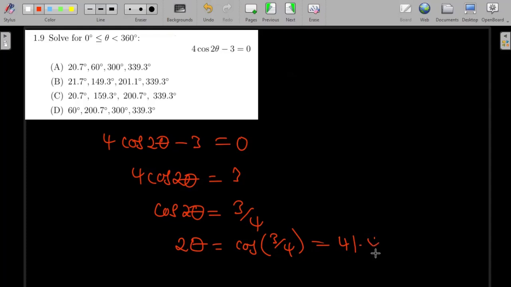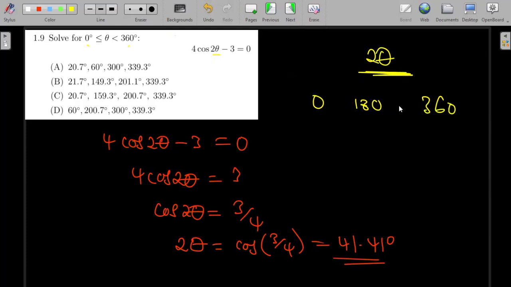Okay, so 41.41 degrees. Now notice the angle that we have here. Here they have said the theta is from 0 to 360, right? And then here we have 2 theta. So this simply means we have 2 cycles. One is from 0 to 180, a complete cycle of the cos, and then the other one is from 180 to what? To 360, because here we have 2 theta.